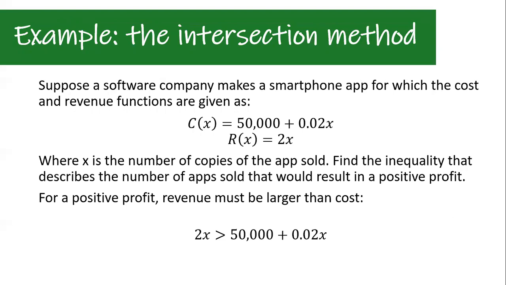X here is the number of copies that they sell. We want to find an inequality to describe the number of apps they would need to sell in order to make a profit. So to make any money, how many apps do they need to sell? Well, this goes back to a previous section and our intuition, right? To make money, we need to make more than we spend. So here we need our 2x to be bigger than our cost. So 2x is bigger than 50,000 plus 0.02x.